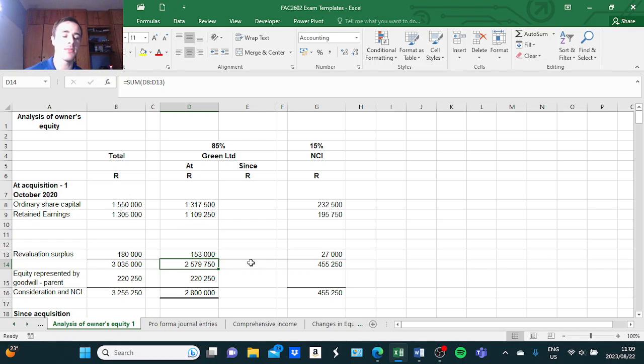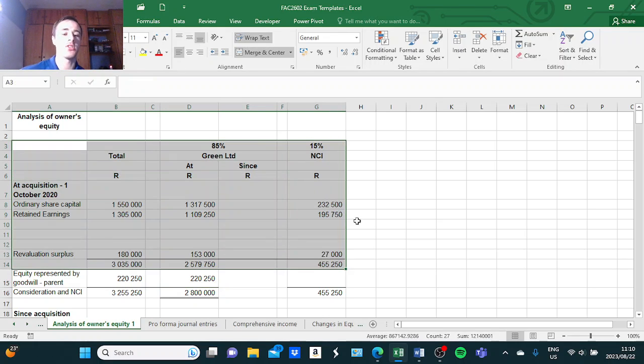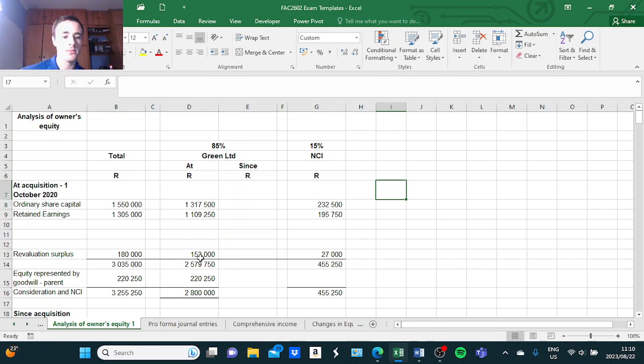In simpler terms, the parent paid more for its investment in the subsidiary than it should have paid, because this is the actual share in equity at acquisition, and this is the amount actually paid. So the difference between these two, or the excess amount, is goodwill. I believe there is a question later on that asks you to calculate the amount of goodwill, which again makes it important that you draft this section correctly.